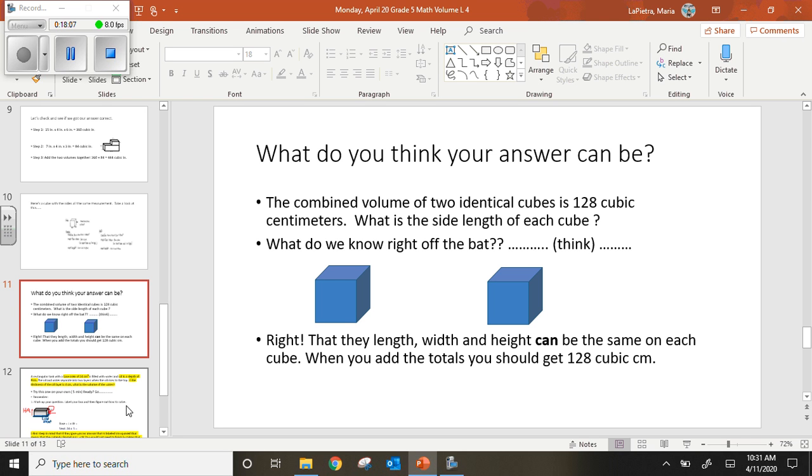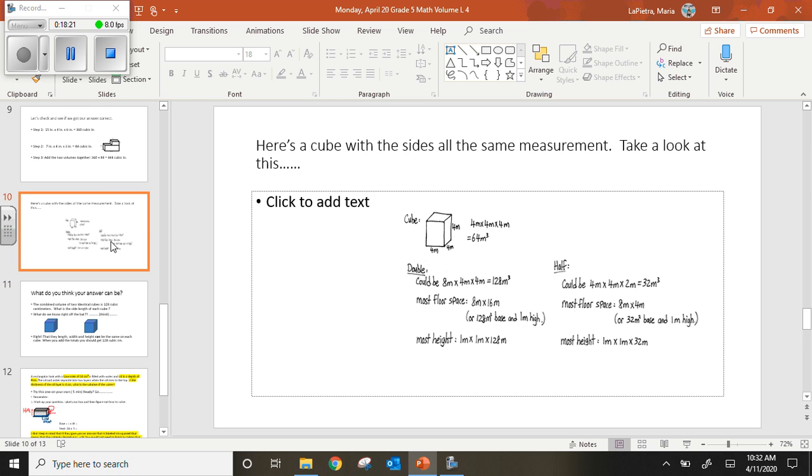We do know that the length, width, and height can be the same on each cube. When you add the totals, you should get 128 cubic centimeters. Okay, which takes me back to this. You could have said 4 times 4 times 4. And that would have been correct.